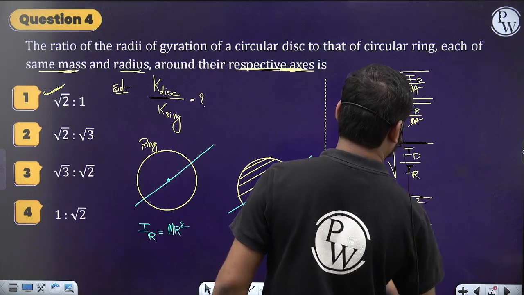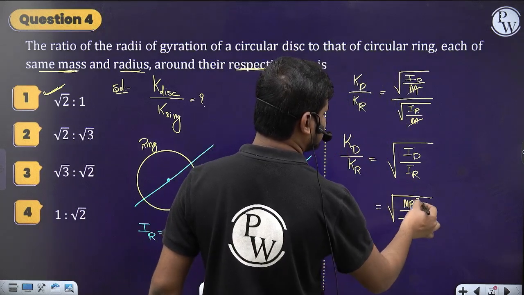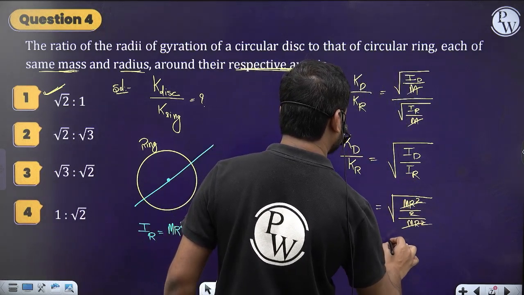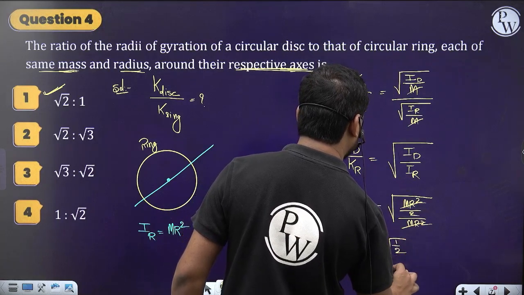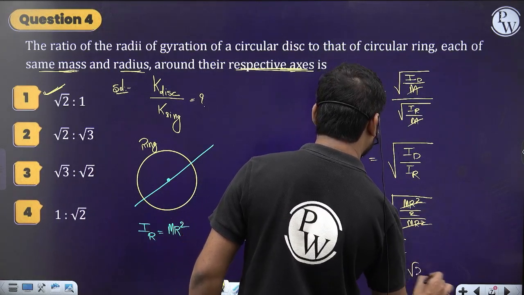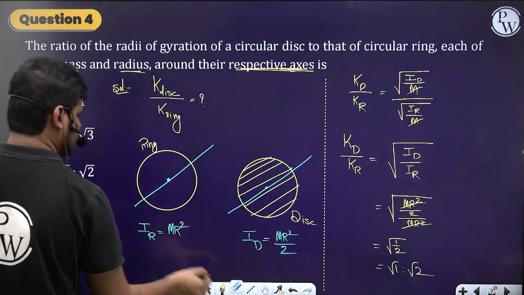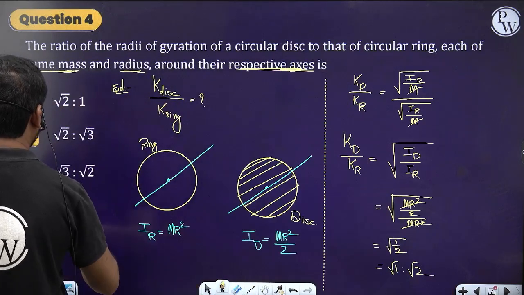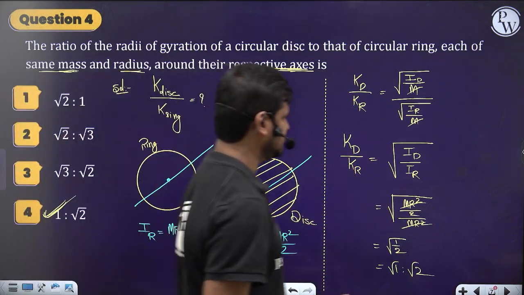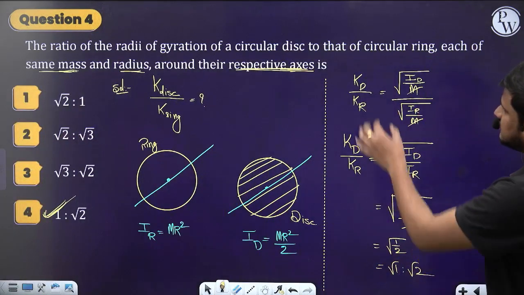Yes or no? The ring is mr square, right? So mr square gets cancelled. So it is 1 by 2, which is nothing but root 1 is to root 2. So it's root 1 is to root 2. So not option 1, option 4 is the correct one. My bad, calculation mistake, because I_D by I_R, right?